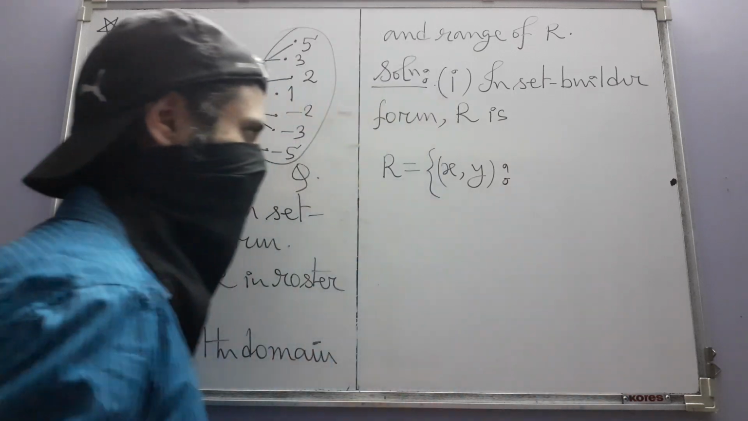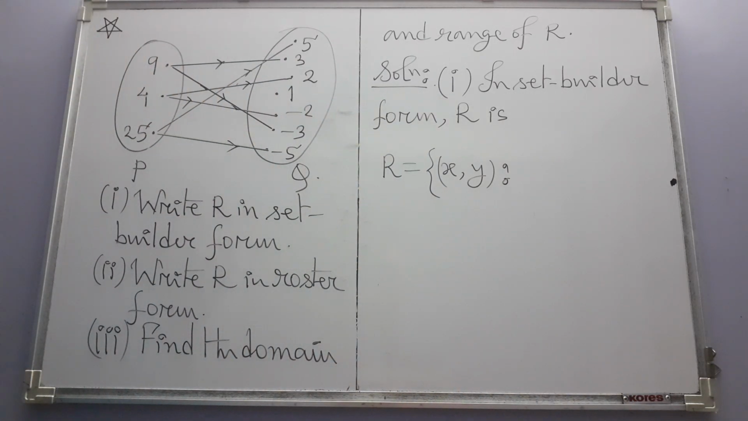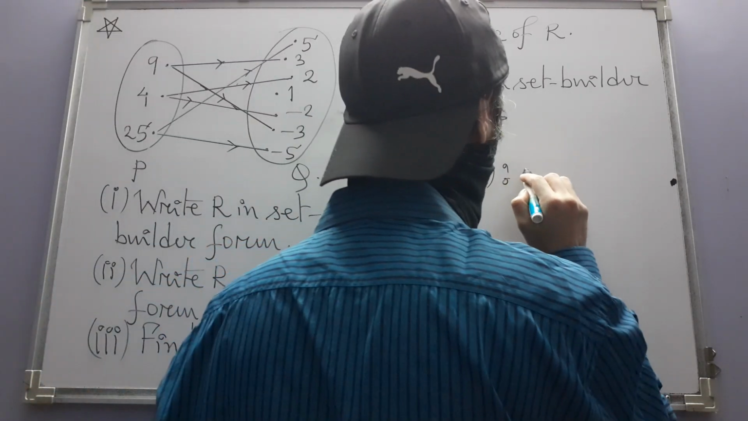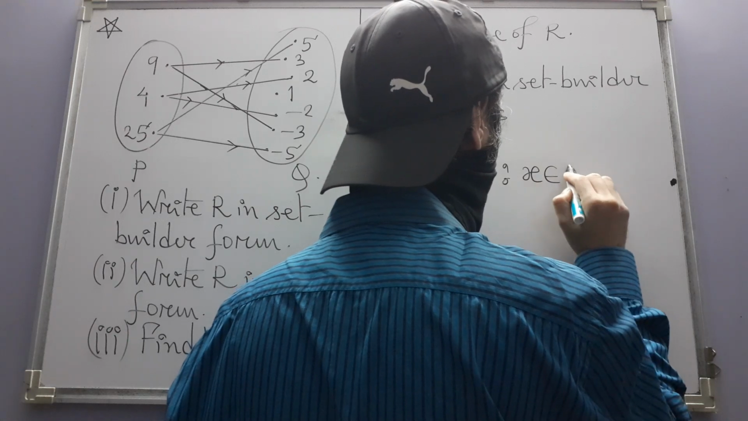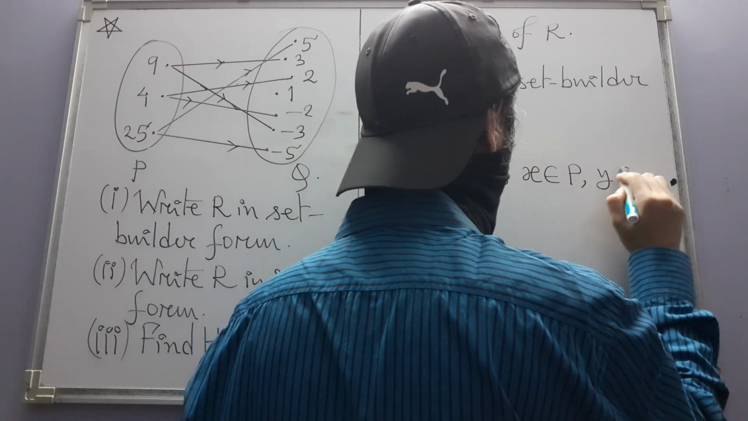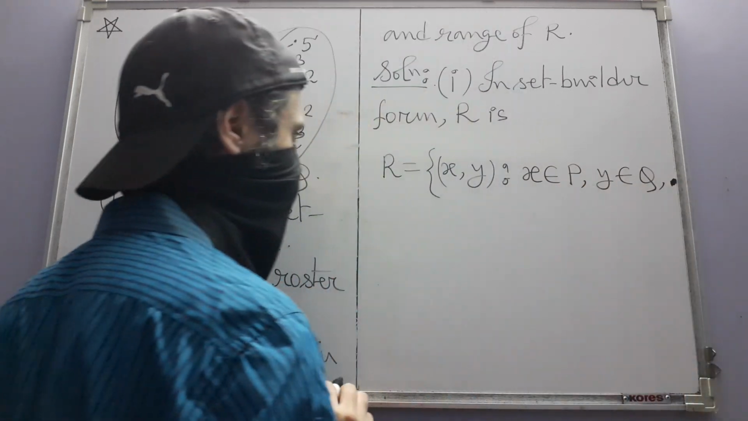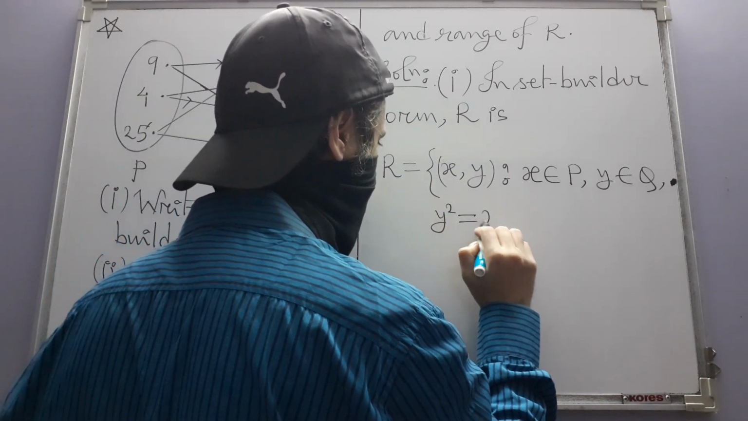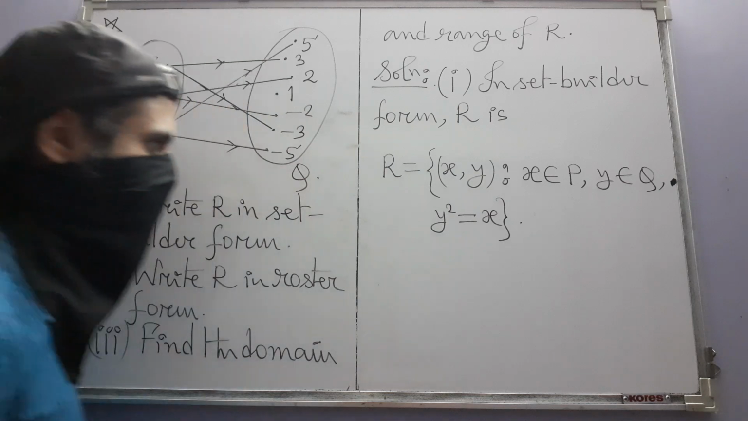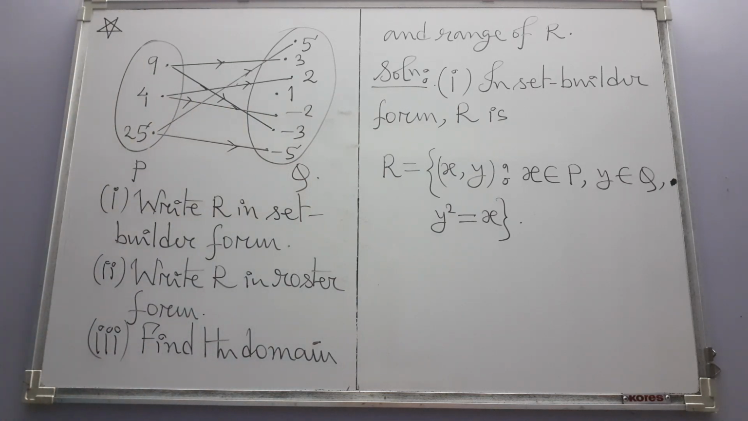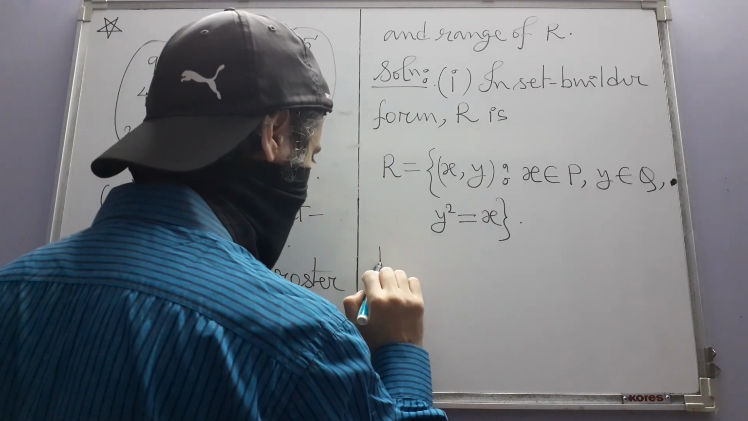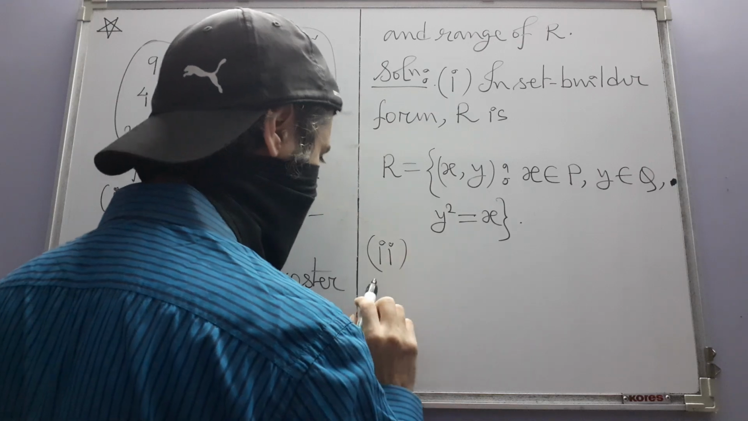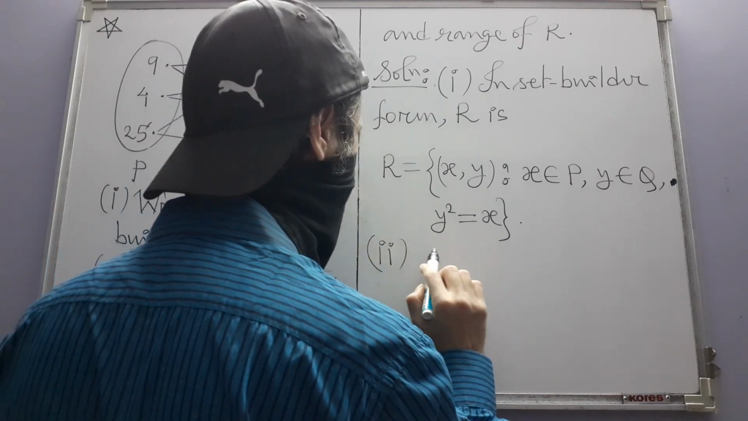R is the set of all ordered pairs x comma y such that x belongs to P, y belongs to Q, and y square is equal to x. And the second one is easier.